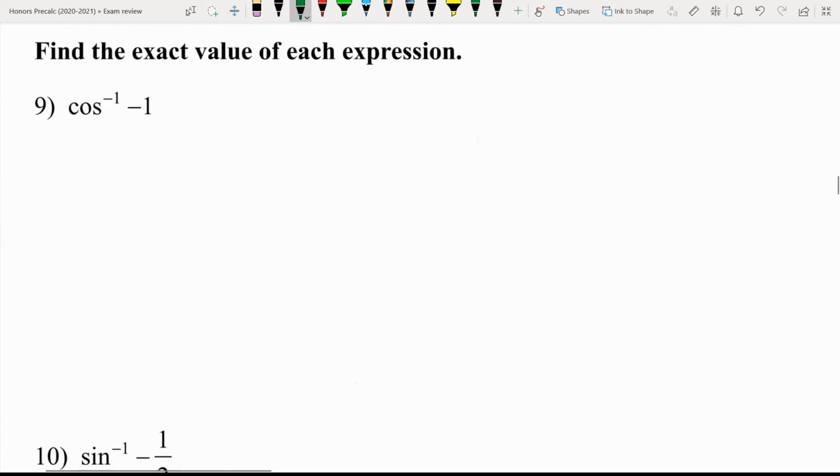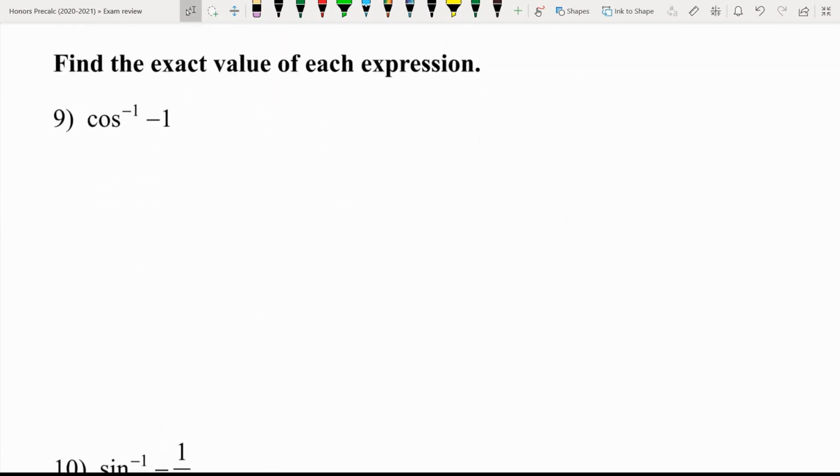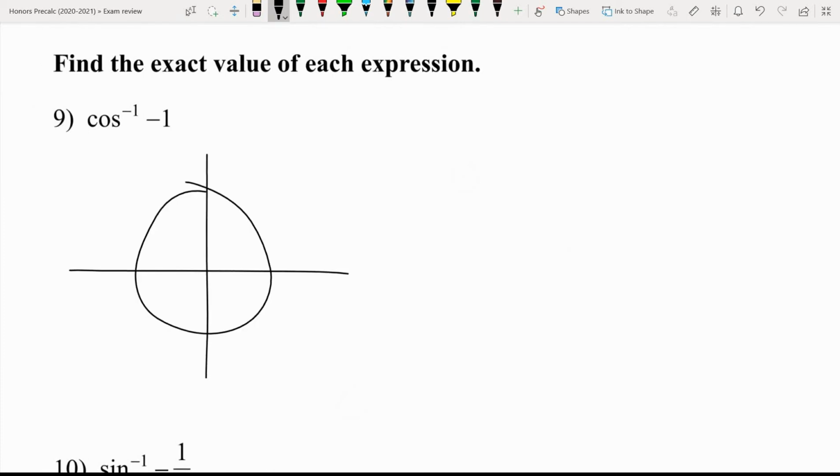All right, then we got into some of these exact value inverse trigonometric ratios, and this is one where it is really helpful to draw a little unit circle sketch.